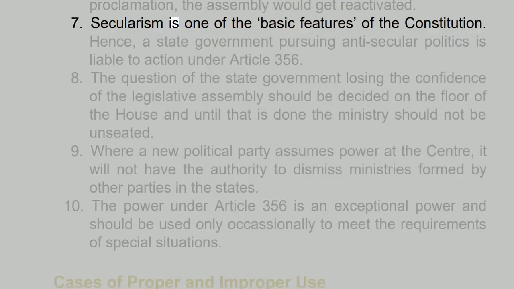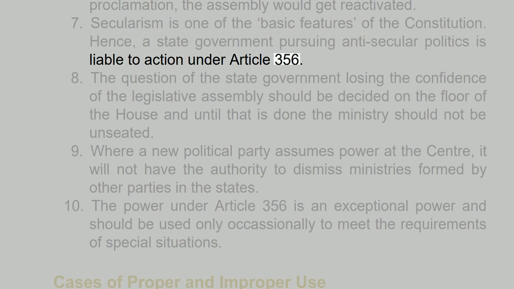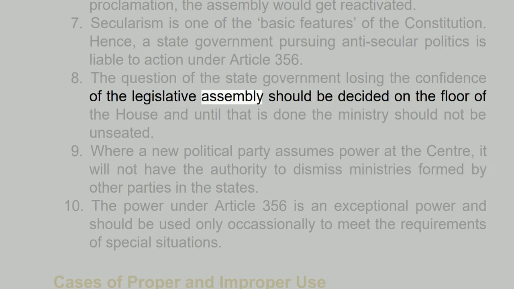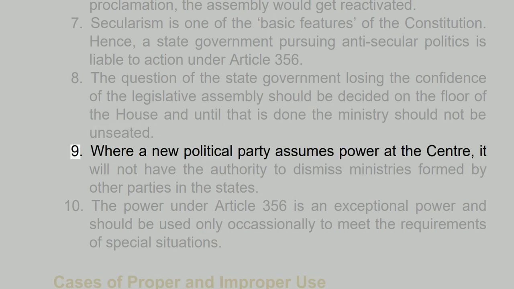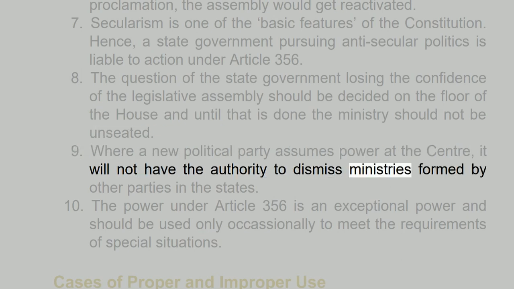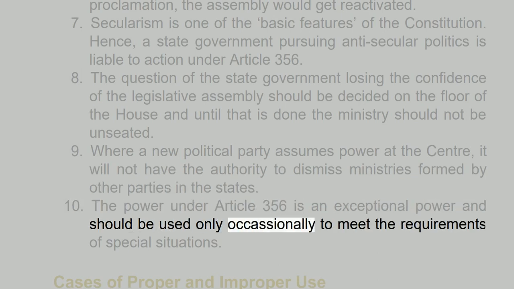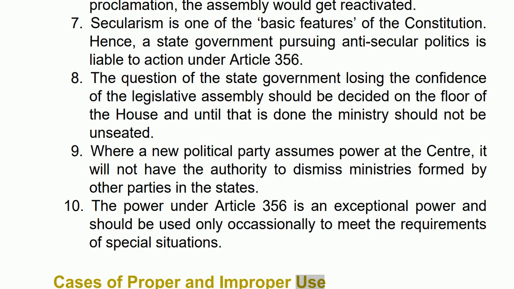7. Secularism is one of the basic features of the constitution. Hence, a state government pursuing anti-secular politics is liable to action under Article 356. 8. The question of the state government losing the confidence of the legislative assembly should be decided on the floor of the House, and until that is done the ministry should not be unseated. 9. Where a new political party assumes power at the Centre, it will not have the authority to dismiss ministries formed by other parties in the states. 10. The power under Article 356 is an exceptional power and should be used only occasionally to meet the requirements of special situations.